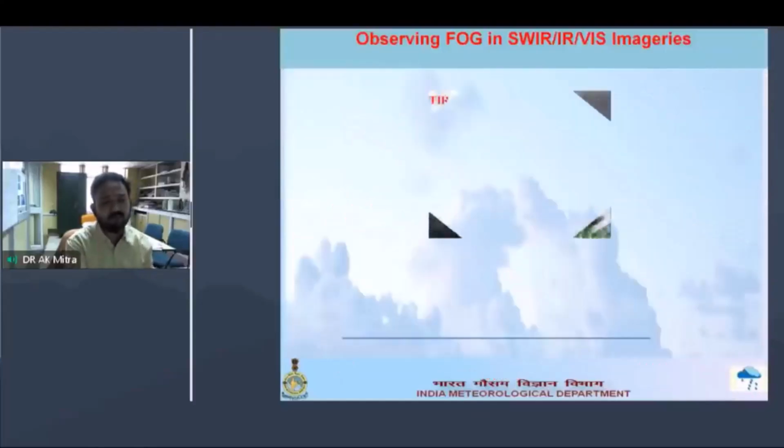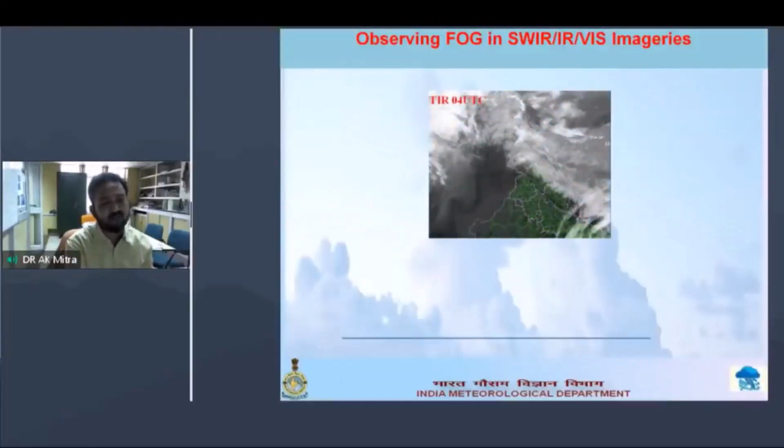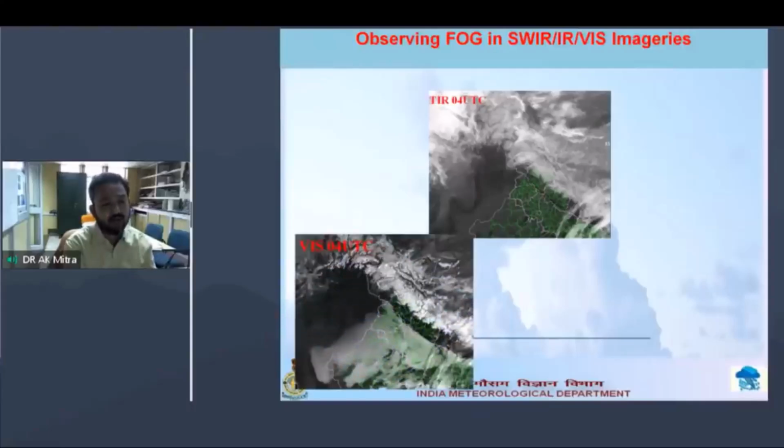One example I will give you. This is very useful for the weather forecaster, particularly the valley forecaster. Now you see TIR data at 4 UTC over the northwest region.